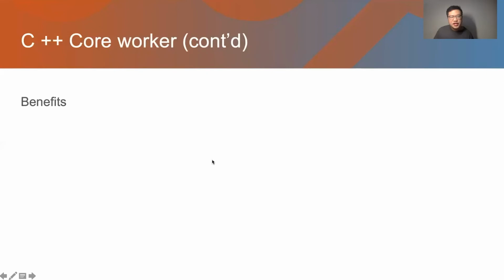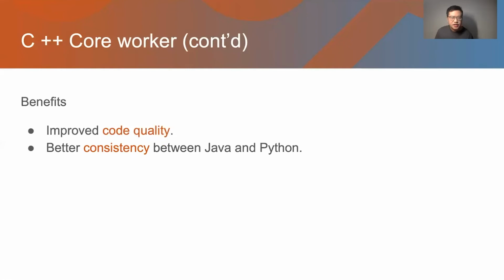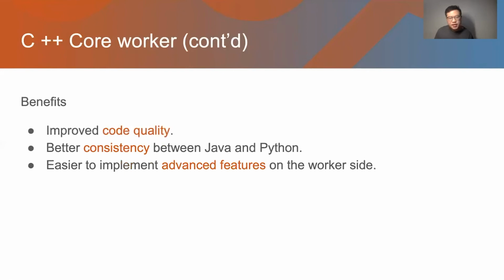And this new architecture has brought us a number of benefits. For example, it helped improve the code quality for us, and it guarantees better consistency of behavior in the Python and Java APIs. And moreover, it makes it easier for us to implement more advanced features on the worker side.